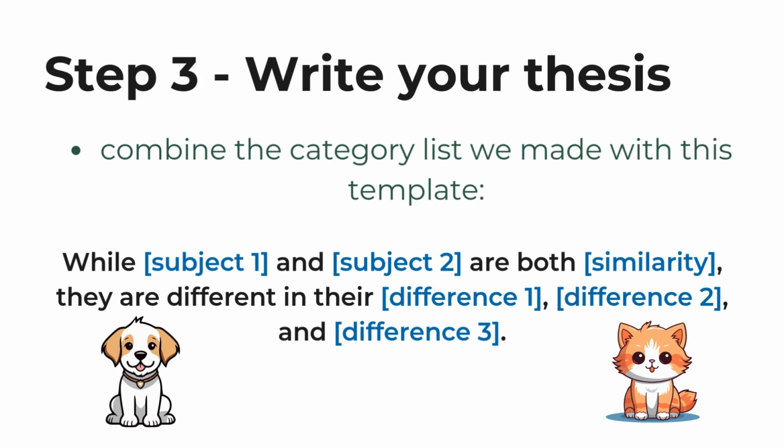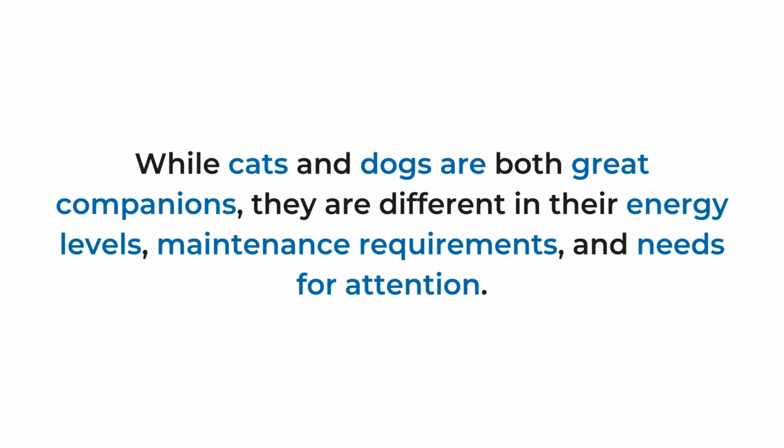We can now insert our two subjects, dogs and cats, and our similarity and differences to complete the template. By doing this, we get, while cats and dogs are both great companions, they are different in their energy levels, maintenance requirements, and needs for attention.